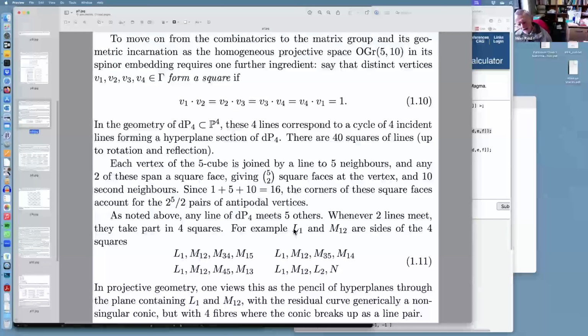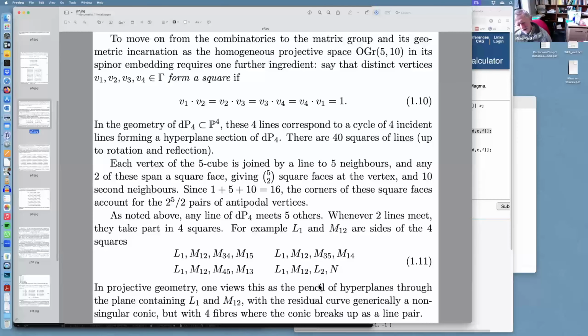So here, L1 and M12, I mean, you could just look this up on the screen from the first page. L1 and M12 meet, both of them meet, I'm sorry, L1 meets L34, L34 meets M15, M15 meets M12, and M12 meets L1. So these are squares. Yes?